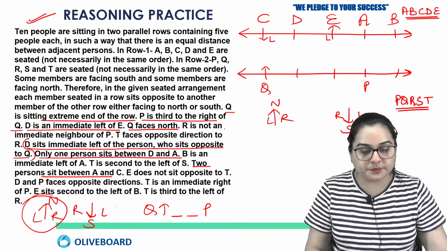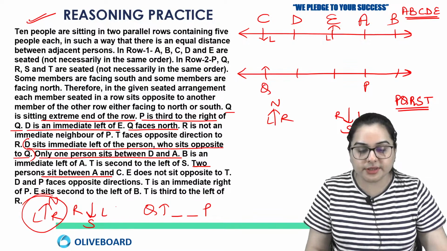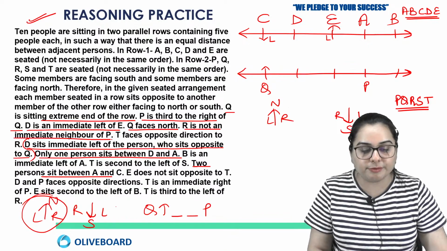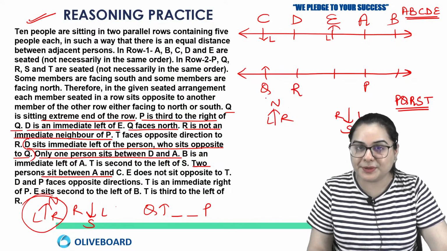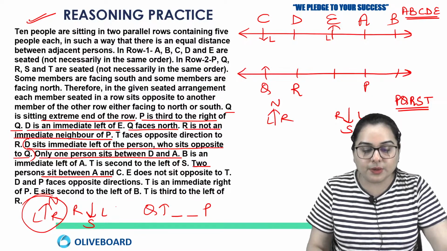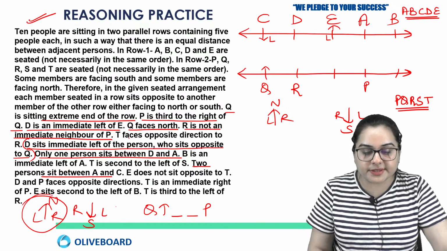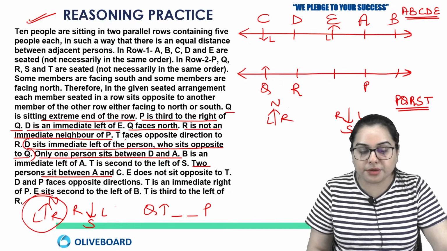Next information, that R is not an immediate neighbor of P. Now R is not an immediate neighbor of P, so R will be written here. Next is that T faces opposite direction to R. So we are not sure about the position of T.